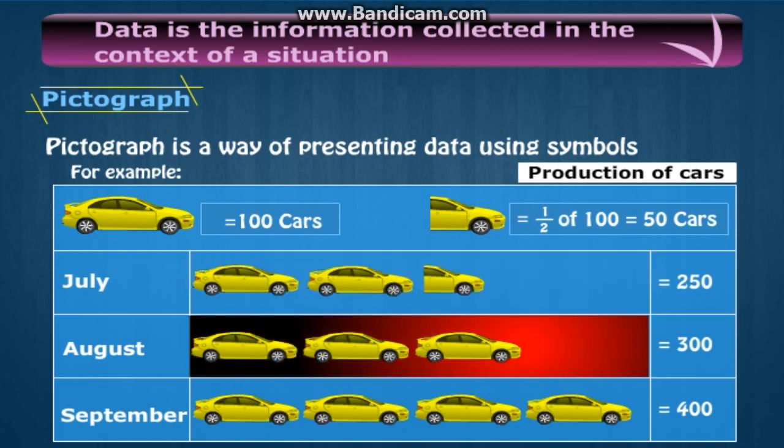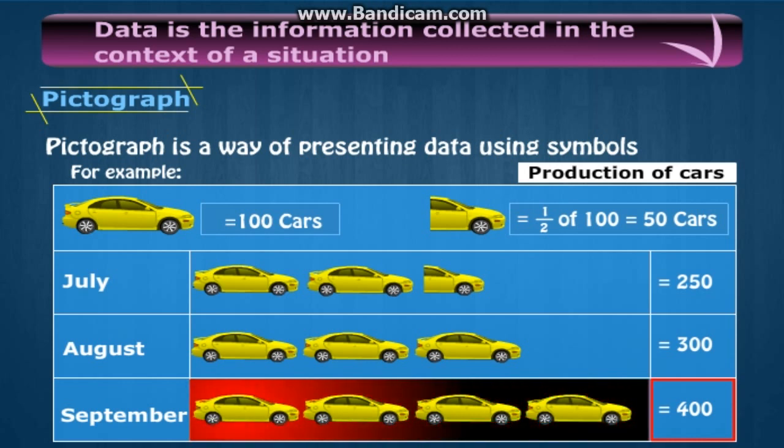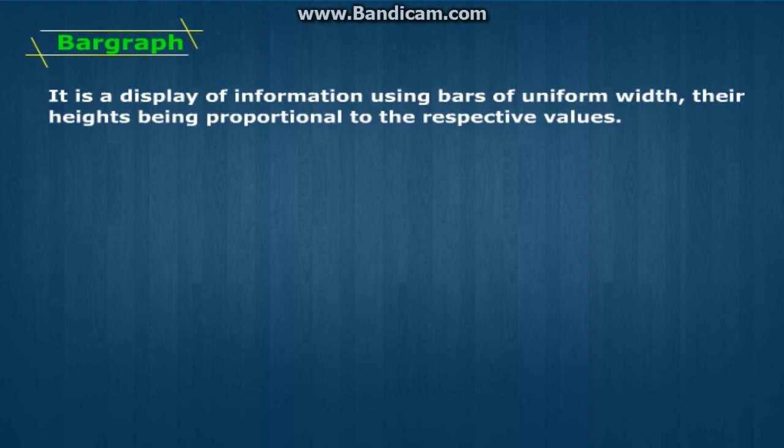Similarly, in August, 300 cars were produced. And in September, 400 cars were produced. Bar graph. It is a display of information using bars of uniform width, their heights being proportional to the respective values.